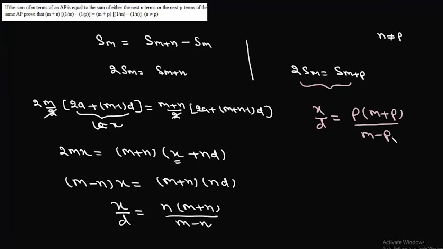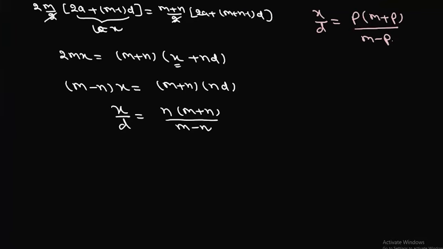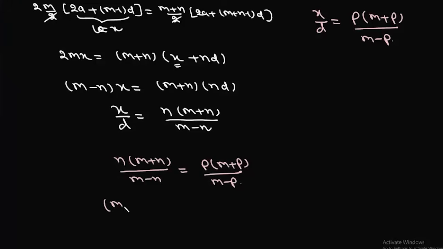Now we equate these two, we'll get n into (m plus n) upon (m minus n), and that will be equal to p into (m plus p) upon (m minus p). Now we can rearrange this as (m plus n) into (m minus p) into n, and that will be equal to p into (m plus p) into (m minus n).